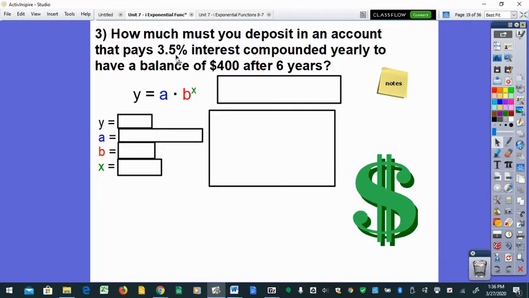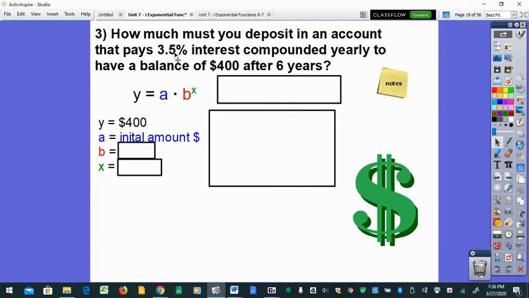It pays 3.5% compounded yearly, so no monthly, no quarterly. This is the easy one. It's just a year, to have a balance of $400 after 6 years. So what is missing in this case isn't the Y, it's the A. The A is the unknown, and that's the one we need to find. The $400 is what you want at the end, so that's your Y.